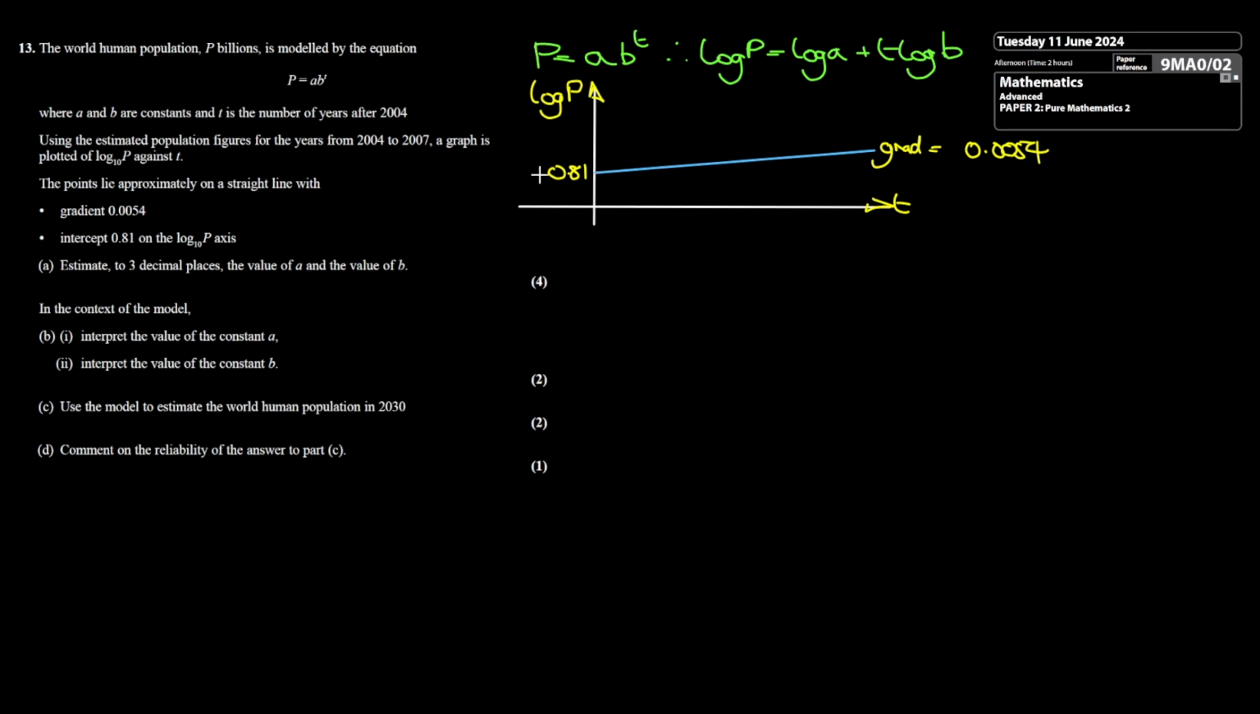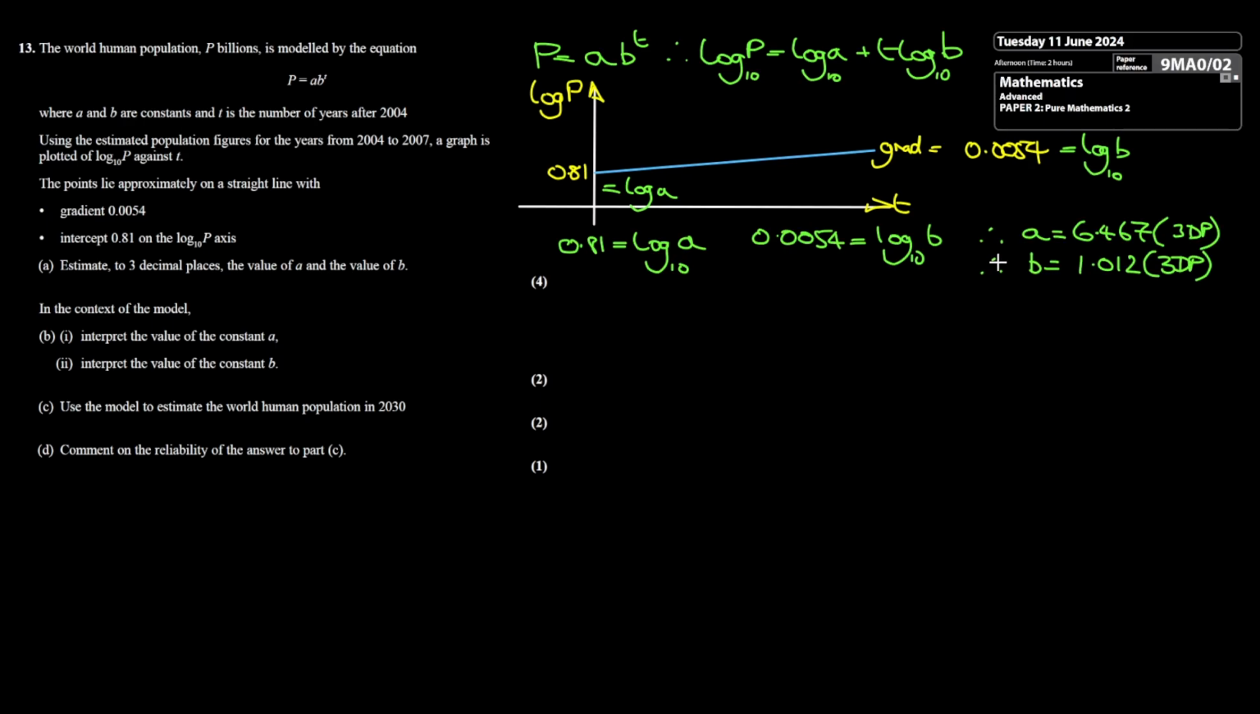Now we need to put these values back into our equation here and find out what a and b are. So looking at the intercept, this will be equal to log a, and the gradient, this will be equal to this term here. This is equal to log b, and yes, these are all log base 10. And if you work those both out on a calculator, you get that a is equal to 6.467 and b is equal to 1.012, and they're both to 3dp.